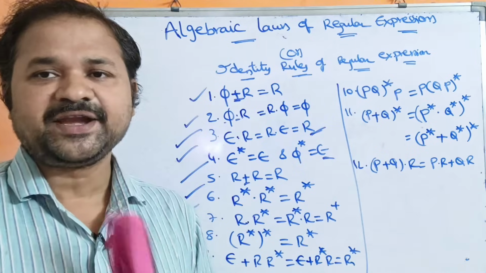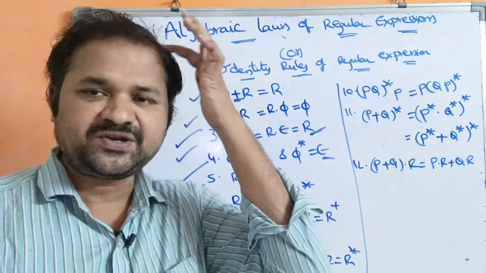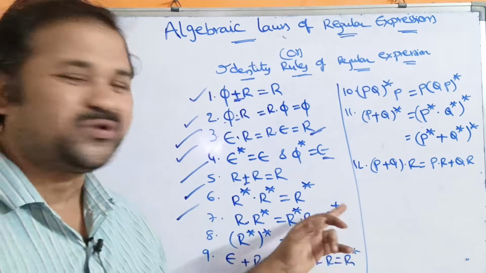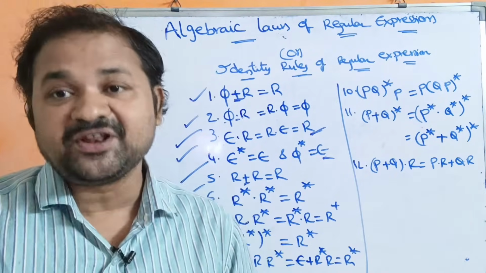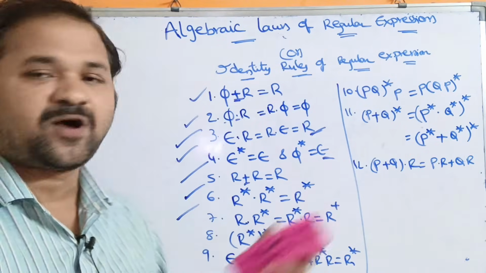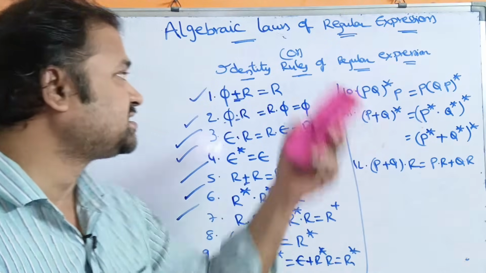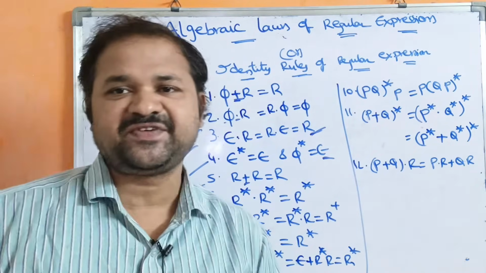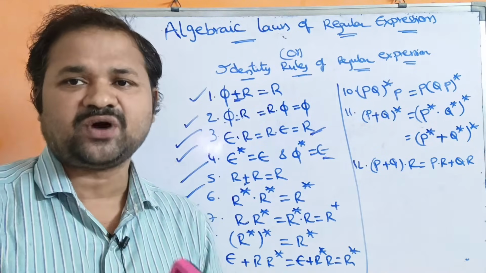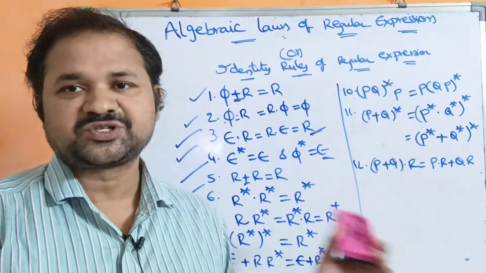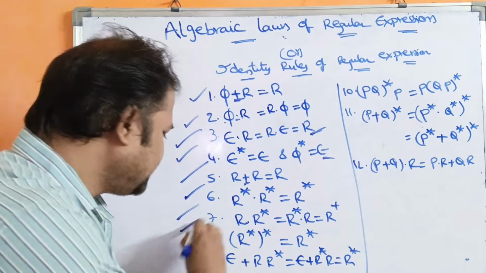R into r star. This is a very, very important rule. R into r star is equal to r star into r is equal to r plus. Why? Because in most simplifications of regular expressions, we use this formula. We will discuss how to simplify regular expressions using these laws in the next video. So r into r star is equal to r star into r is equal to r plus. Star means Kleene closure, plus means positive closure. Let's see the next one.